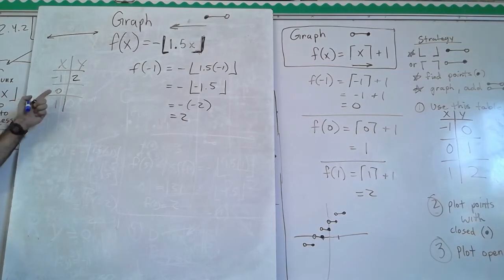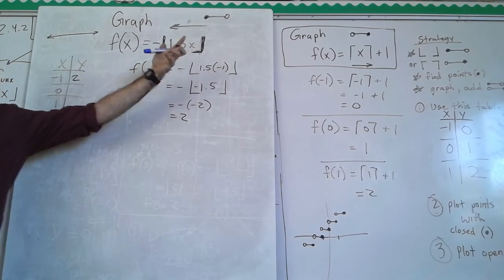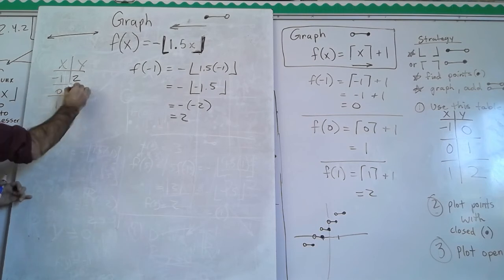All right, 0 is really easy. Can we look at 0 and figure this out? I think so. We plug in 0 right here. 1.5 times 0? 0. Nothing to mess around with that. 0.